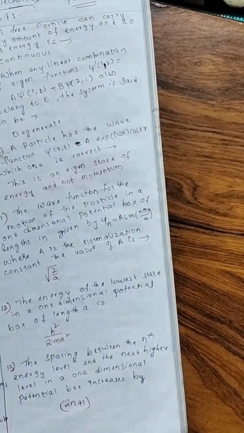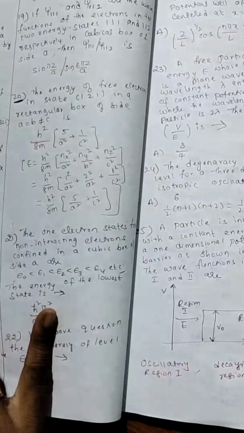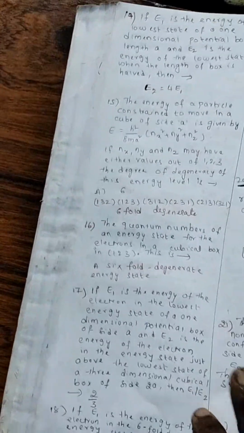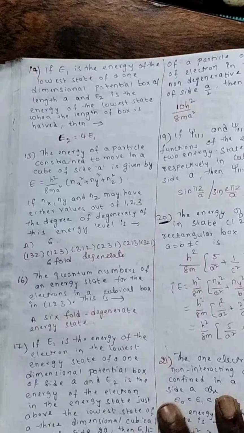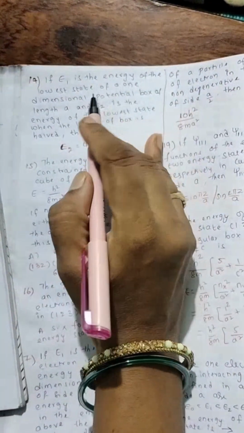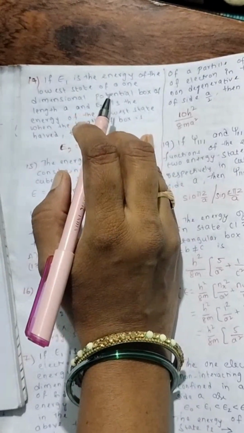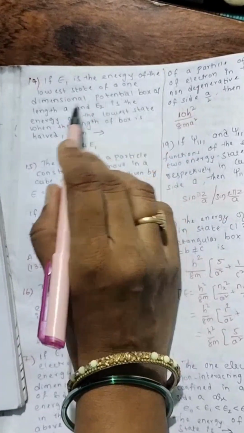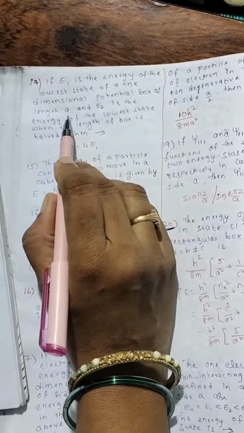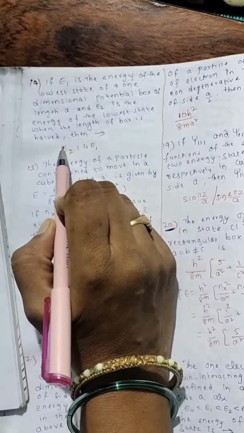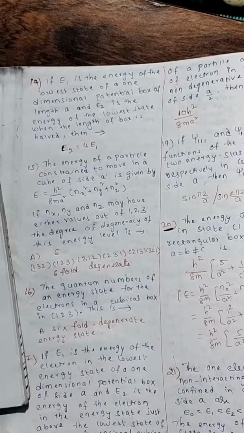Okay, now let us go for the next question. Now, the next question is, if E1 is the energy of the lowest state of a one-dimensional potential box of length a, E2 is the energy of the lowest state when the length of the box is halved. Then he gave four options asking for the answer.